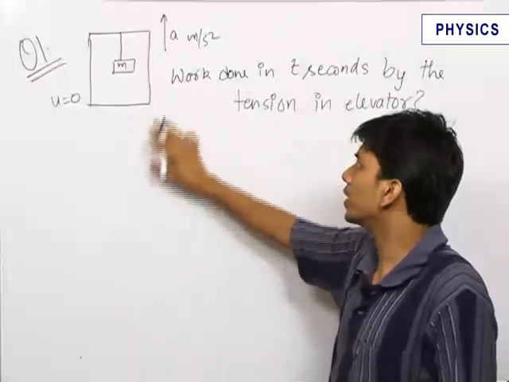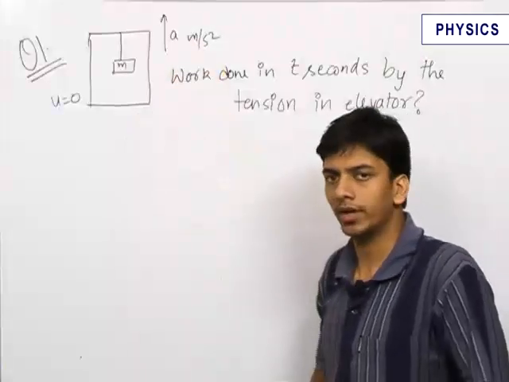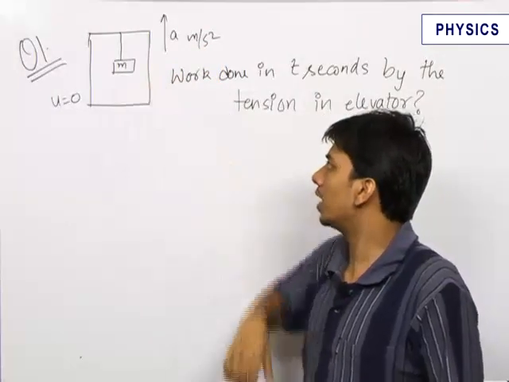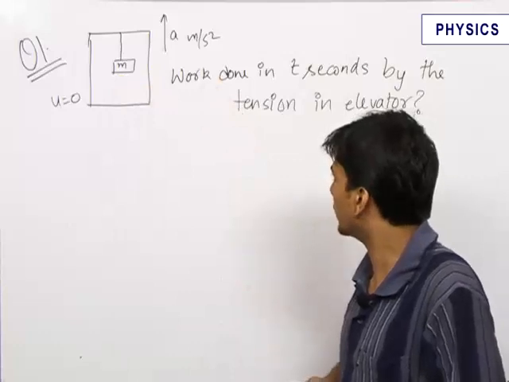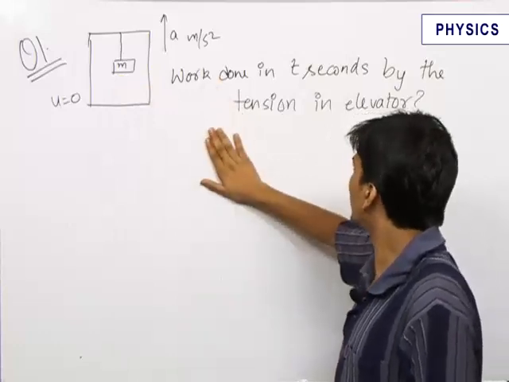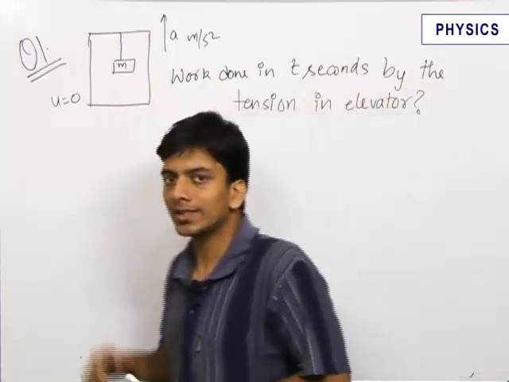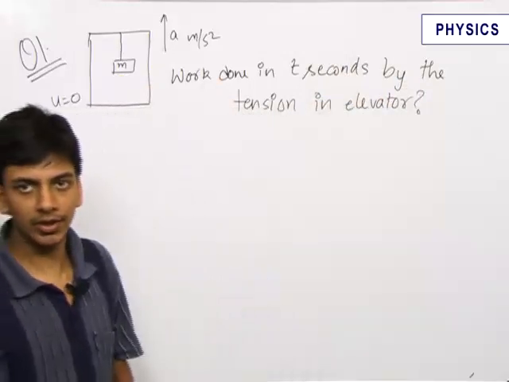This is an elevator going up with an acceleration of a meters per second square. Initial velocity of the elevator was 0. We have a mass m hung by a string from the roof of the elevator. We want to find the work done in t seconds by the tension in the string. For this, let us first find out the tension.